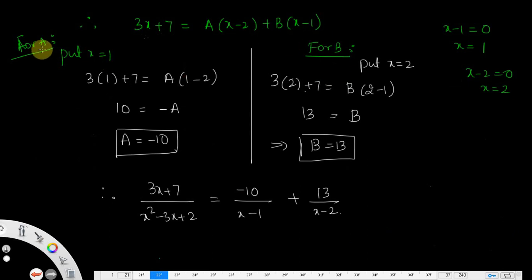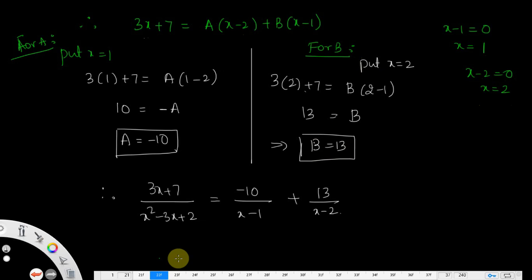For getting the value of a, make b equal to 0. That is, x minus 1 becomes 0, which means you put x as 1. Instead of x you can substitute 1, then you get the value of a. Similarly, for finding the value of b, make the a term 0. Then x minus 2 must be 0, so put x equal to 2 in this, and then you get the value of b.